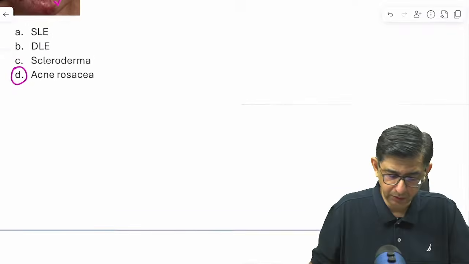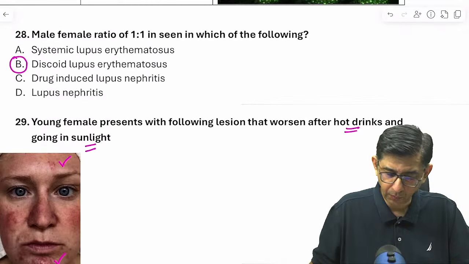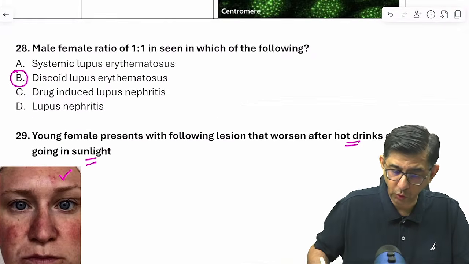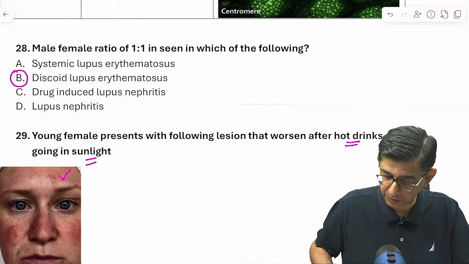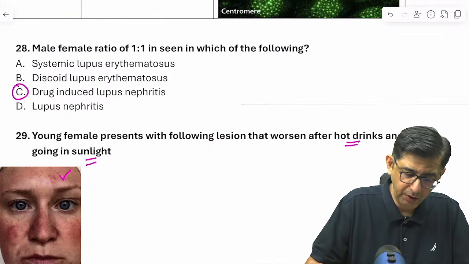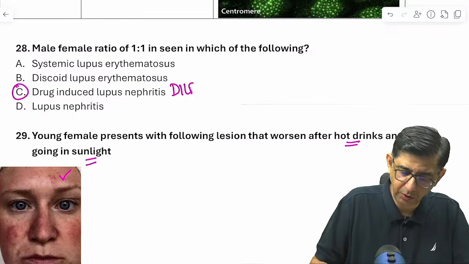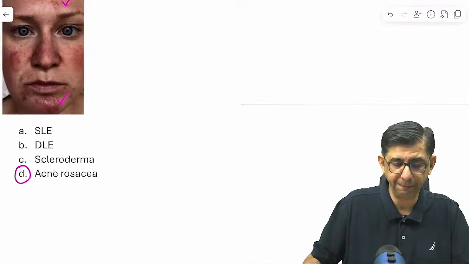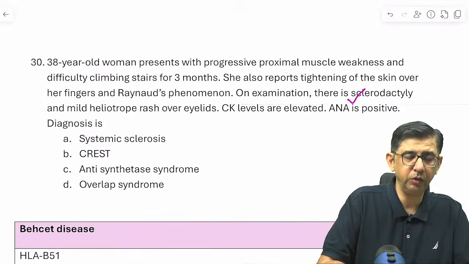28th. Yeah, this would be no. Yeah, drug-induced lupus. Yes, 28th is C. That is drug-induced lupus, not discoid lupus erythematosus. Point taken. Yes, guys. Coming to the 30th one.